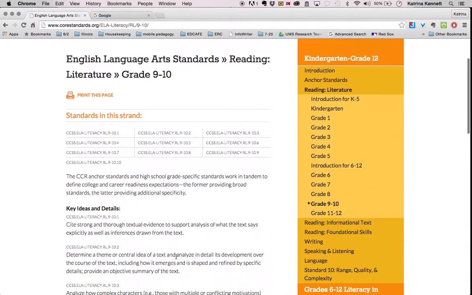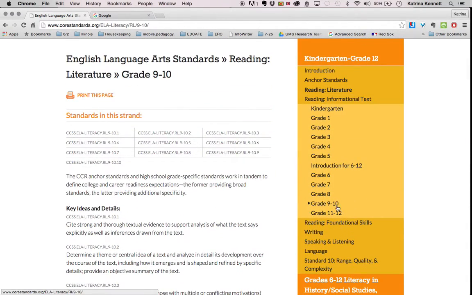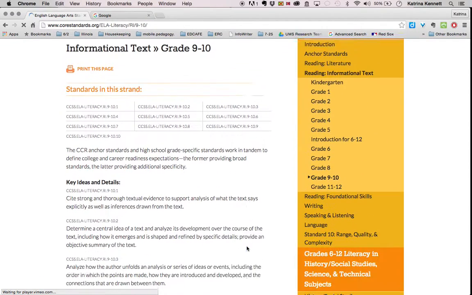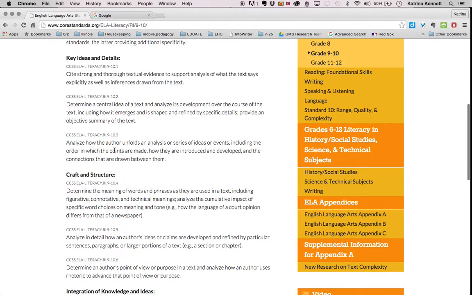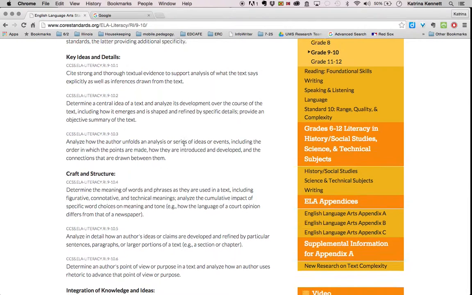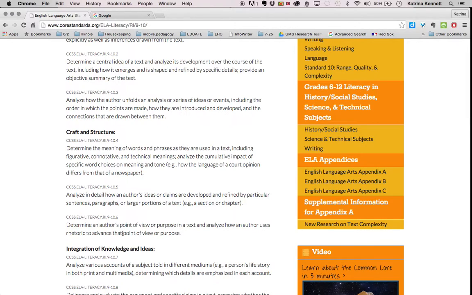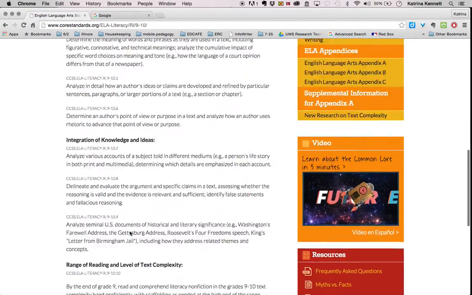And then we can contrast those, we'll compare and contrast, with reading for informational text, where it's actually pretty much the same key ideas and details about citing strong and thorough evidence, but we'll also see ways in which it differs for looking at now how the author unfolds an analysis or series of ideas or events, or looking instead now at determining an author's point of view or purpose in a text and analyzing how they use rhetoric to advance that.